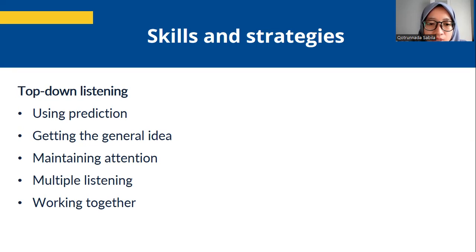Skills and strategies. We use top-down to describe an approach where the students first attempt to understand the overall general meaning of what they are listening to or reading. How then can we approach this task? First is using prediction. This will be greatly helpful if we give them a chance to predict what the students are going to hear so that they can get in the mood for it and so they can activate their schemata. And then getting the general idea.